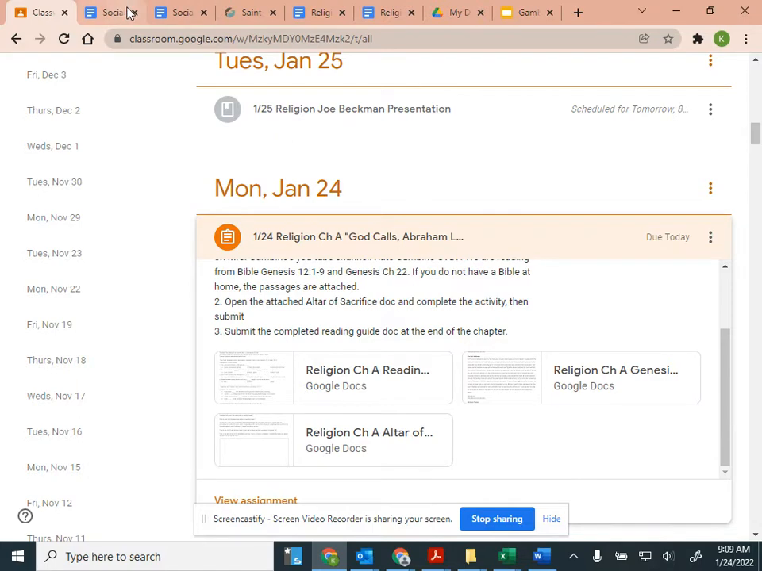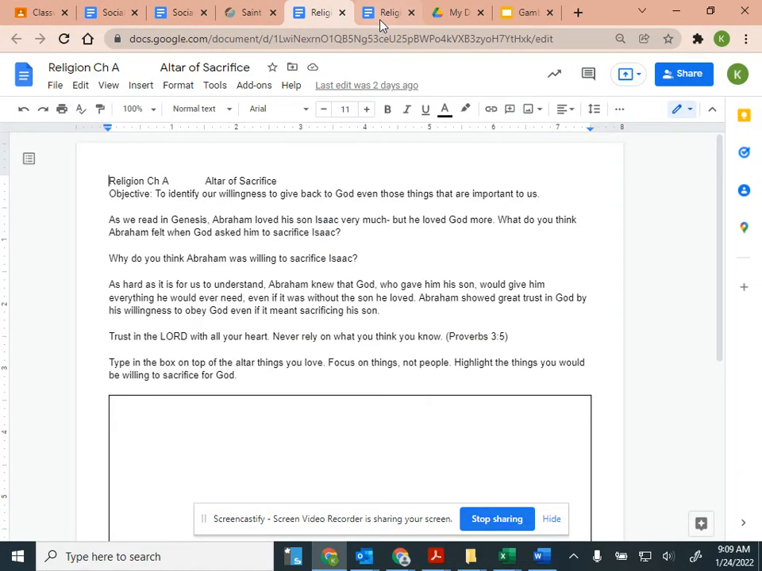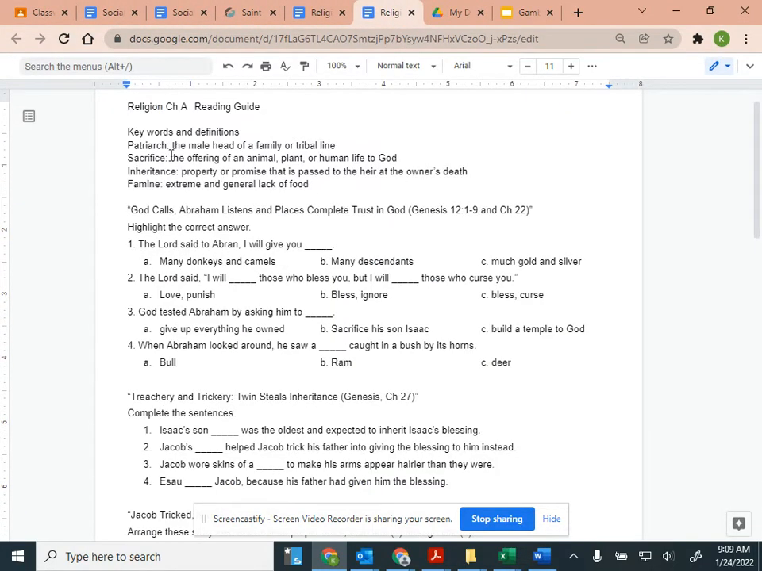All right, so today we are starting with that first section. We have some keywords and definitions. A patriarch, I said we're learning about different patriarchs in the Bible. The patriarch is the male head of a family or tribal line.